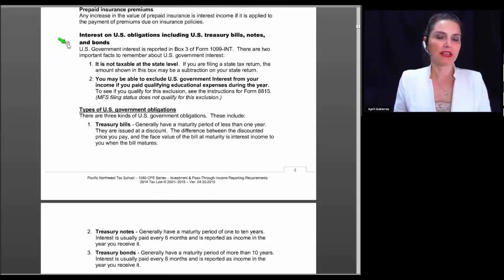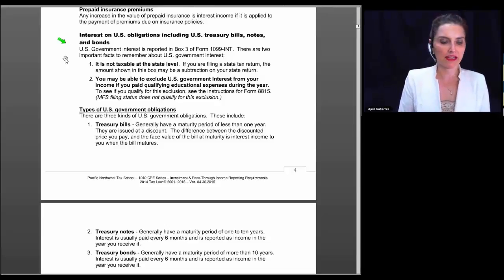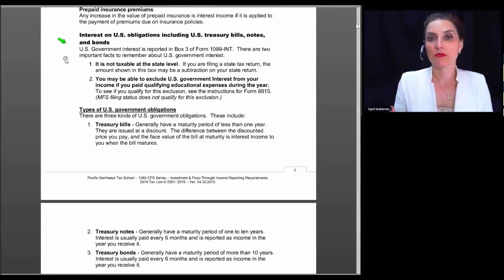Interest in U.S. obligations, including U.S. T-bills, notes, and bonds. This is actually a rather important part of the 1099 INT and the reporting requirements, because U.S. bonds do get different treatment than other types of interest. The first reason why they get different treatment is because if you receive U.S. bond interest during the year and then turn around and spend it on qualifying education, you can exclude the amount that you did spend on qualifying education and subtract that off your U.S. bond interest.